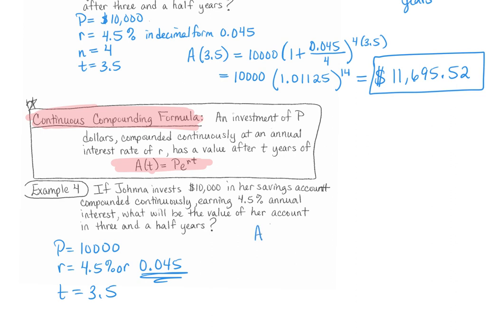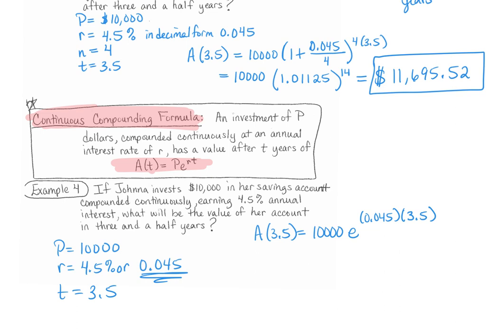So now you have A of 3.5 equals 10,000 E, raised to the 0.045 times 3.5. Raise it to that, 0.045 times 3.5.